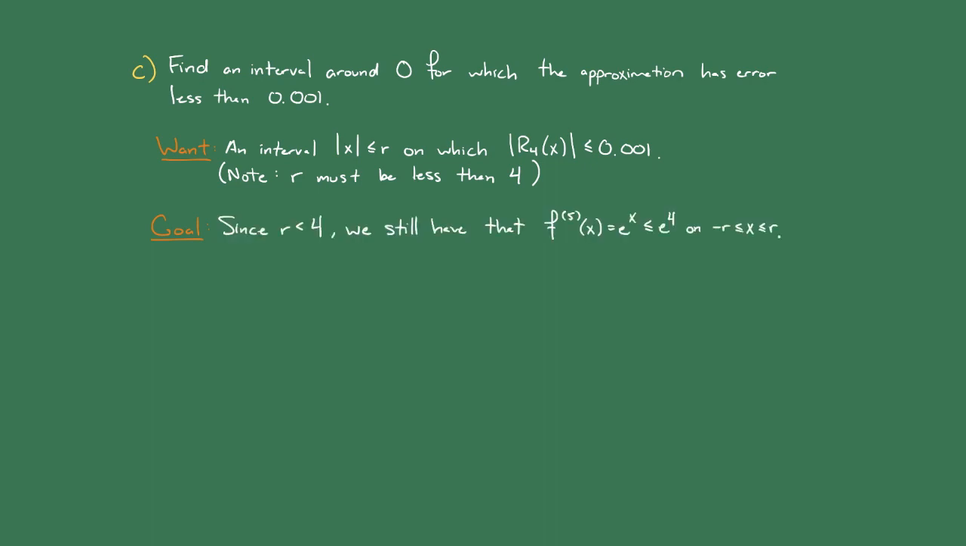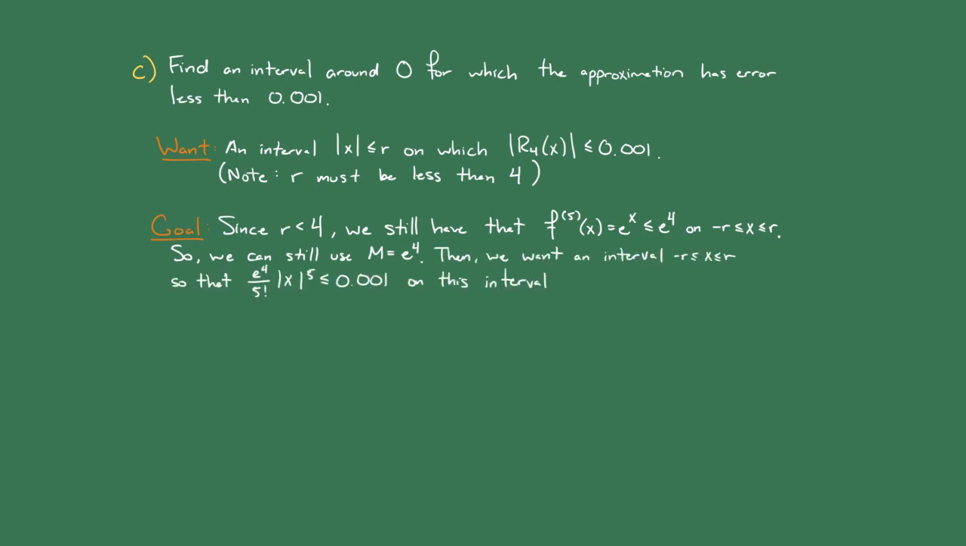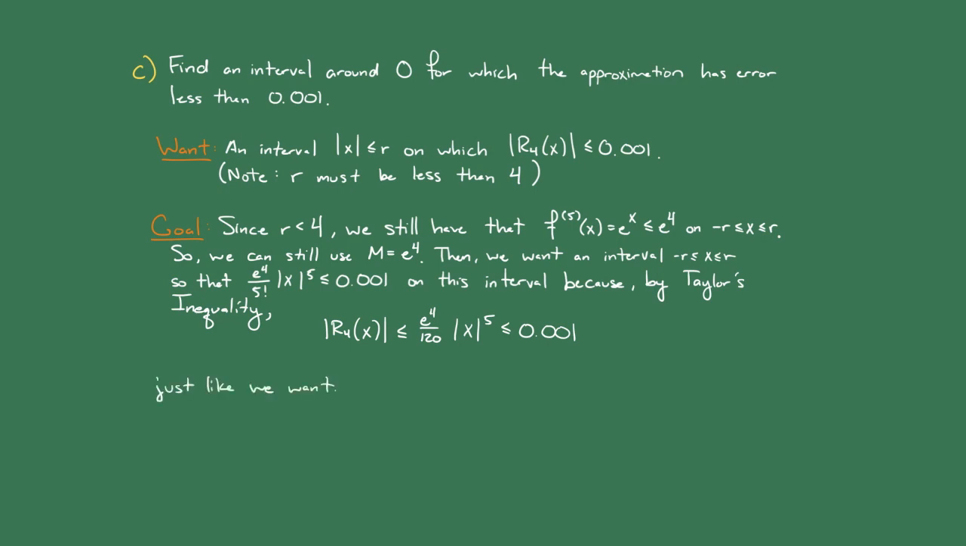Well, since r is less than 4, we still have that the fifth derivative of f, which is e to the x, is bounded above by e to the fourth on the interval minus r to r. So we can still use that M is equal to e to the fourth. Then we want to find an interval minus r to r so that e to the fourth over 5 factorial times the absolute value of x to the fifth is less than or equal to 0.001 on this interval. Because then, by Taylor's inequality, we have that the error, which is bounded above by e to the fourth over 5 factorial times the absolute value of x to the fifth, is bounded above by 0.001, which is exactly what we wanted.